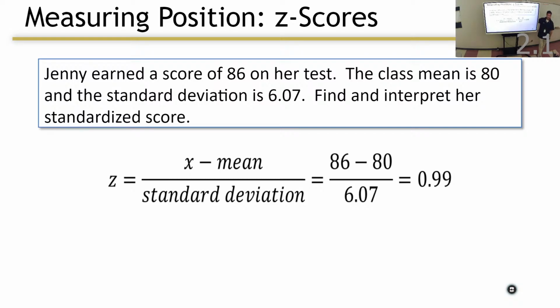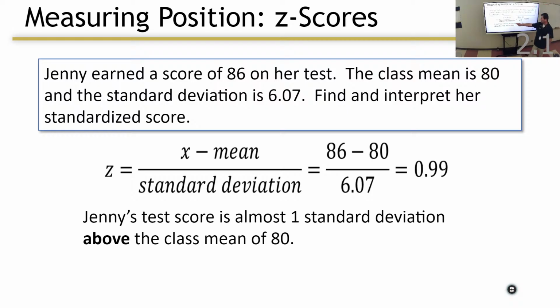And then they want you to interpret this. So that's where you're going to have to write this in words. Jenny scored almost 1 standard deviation above the mean. And guess what happens if you don't put the word above? You're getting dinged. Guess what happens if you just put 1? You're getting dinged because they don't like what? Naked answers.